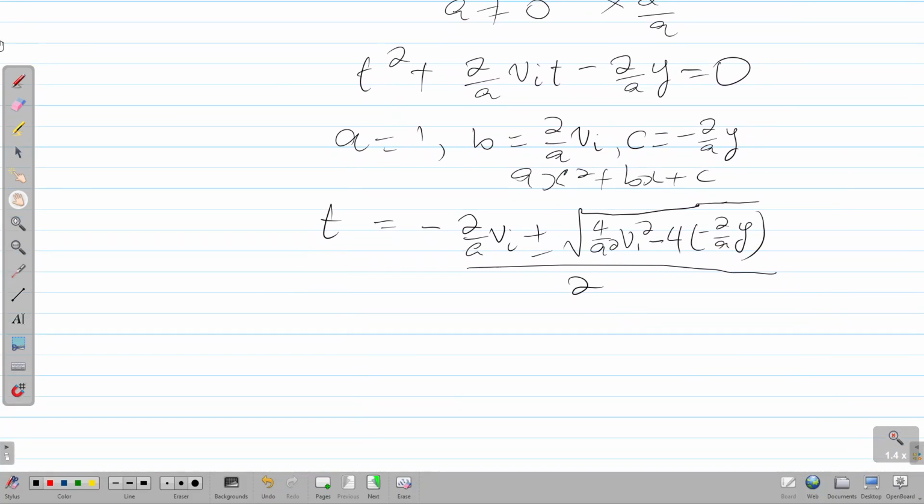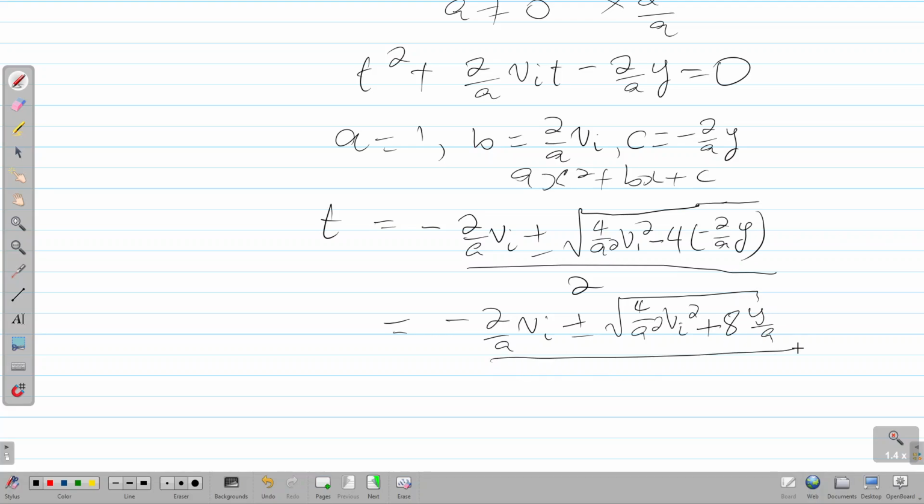So then what do we get? This is equivalent to minus 2 over a v initial plus minus the square root of b squared, 4 over a squared v initial squared, and then minus times minus is a positive, plus 8y over a, all divided by 2. Okay, so that is our t.